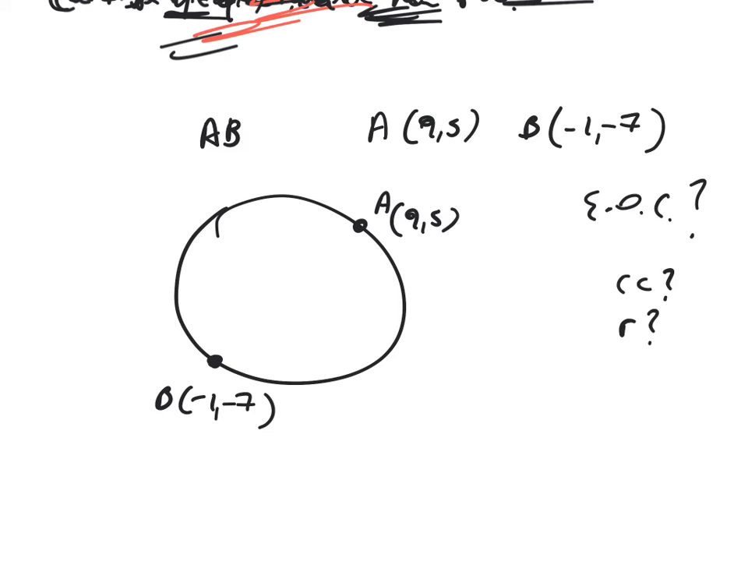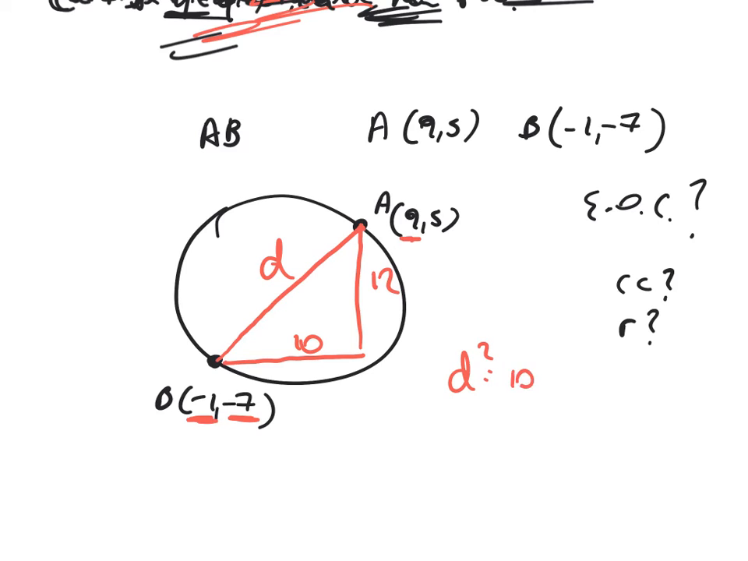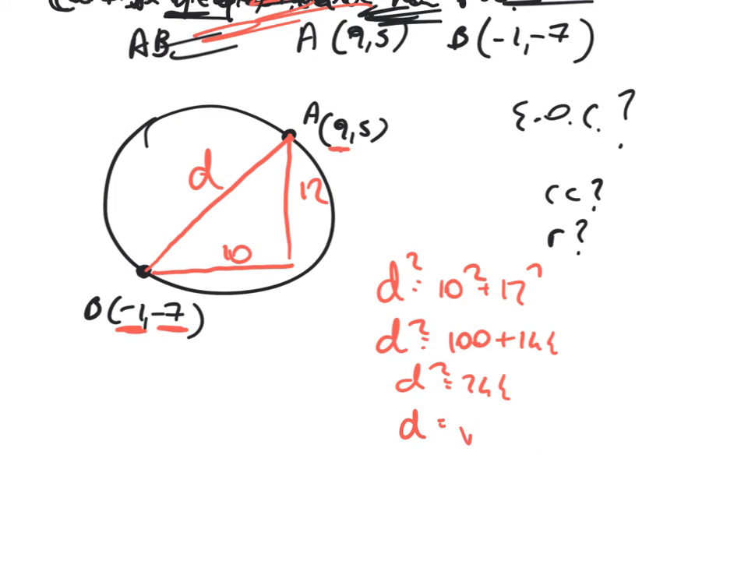Okay. First thing we need to do is to establish the length of this line. We can do it through Pythagoras. That's the diameter. So from minus 1 to 9, that's a movement of 10 along. From minus 7 up to 5, that's a movement of 12 up. And I'm going to call that D for diameter. So D squared equals 10 squared plus 12 squared. D squared is equal to 100 plus 144. D squared equals 244. So D will be equal to the square root of 244.